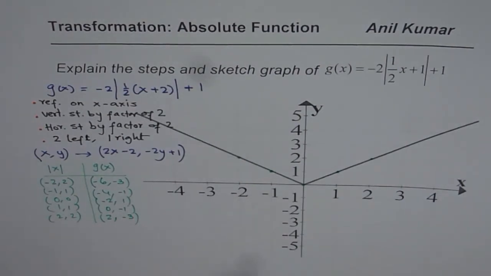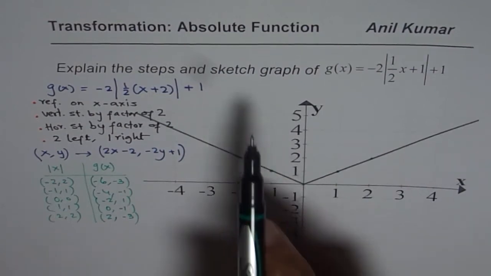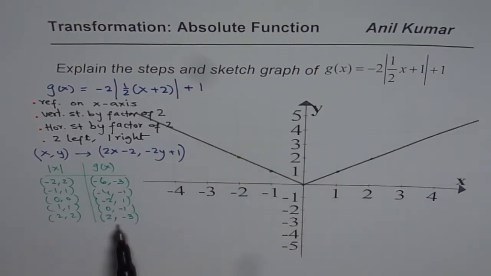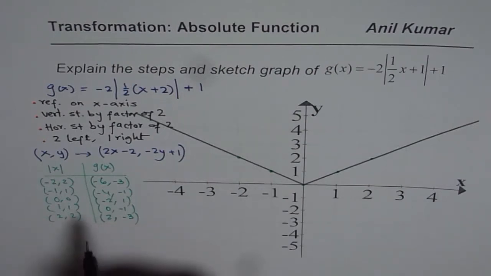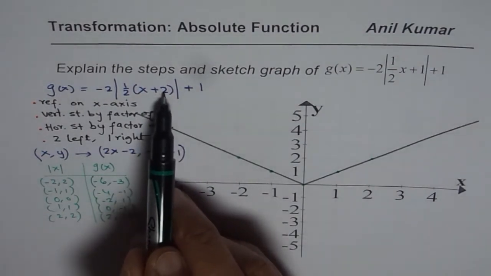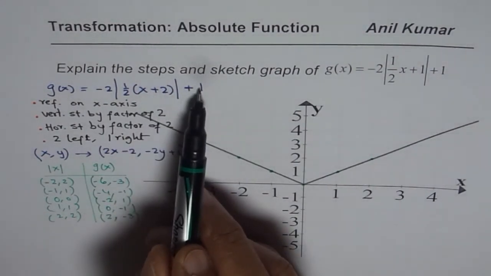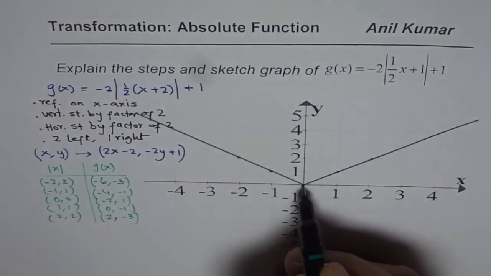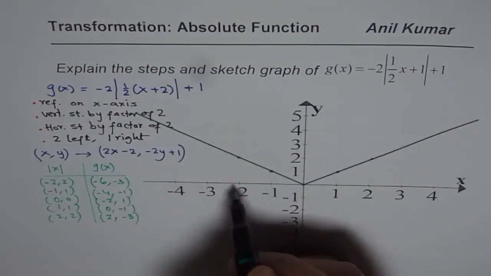So we could actually sketch the transformed function directly also. Let's sketch these points. 0, 0 comes to minus 2, 1. It makes sense. We are moving 2 units left and 1 unit up. So this 0, 0 goes to minus 2, 1.